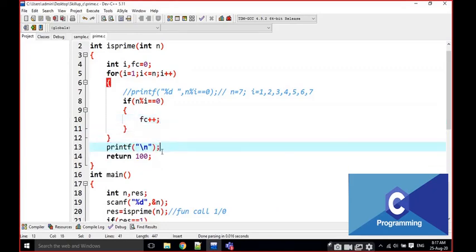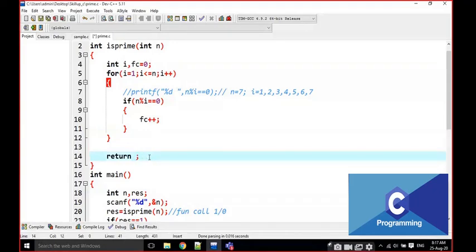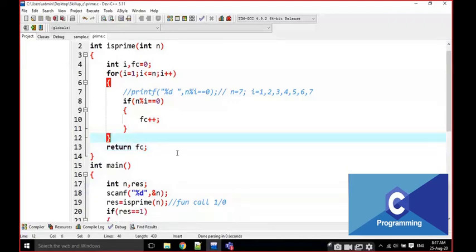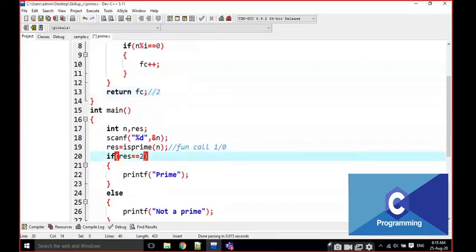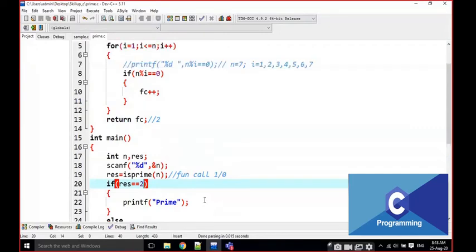I am going to increment that fc, that means factor count. How many factors are there for a number? I am going to return that fc. If the factor count is 2, then it is called a prime number, right? Instead of writing 1 here, I am writing 2. If the result is 2, it is a prime number, else it is not a prime number.